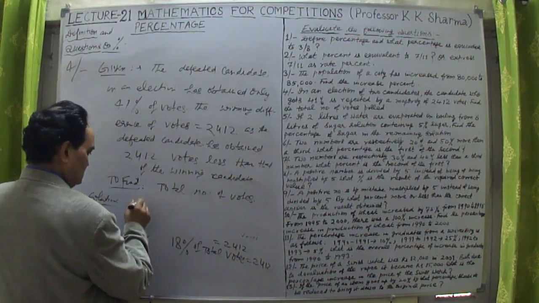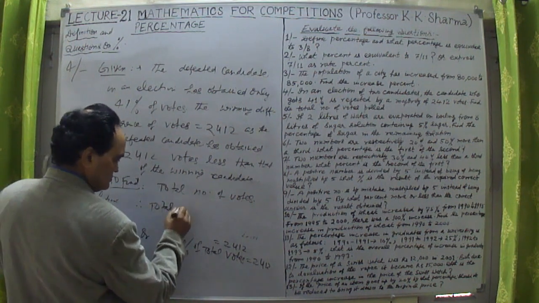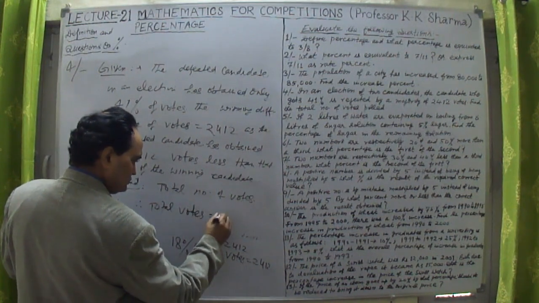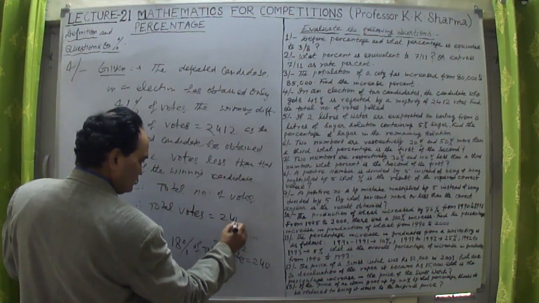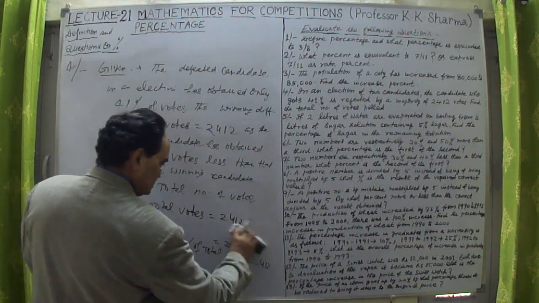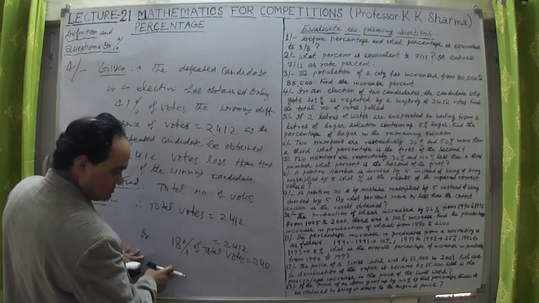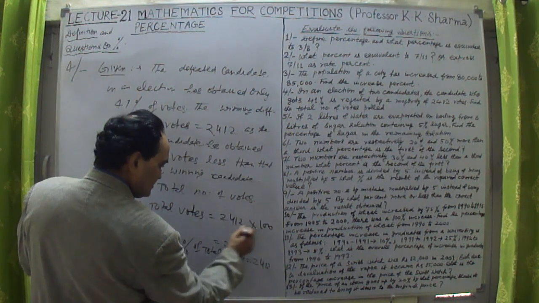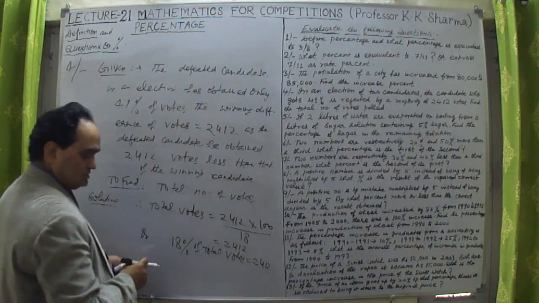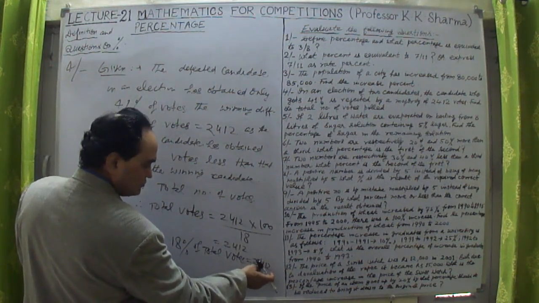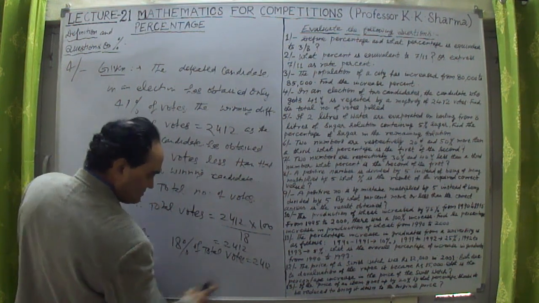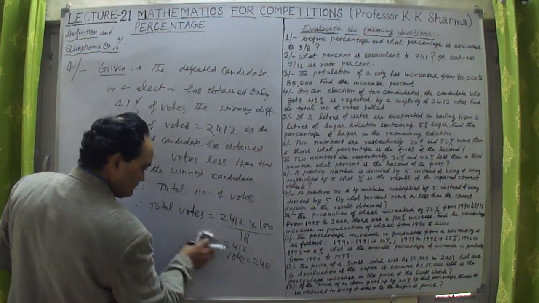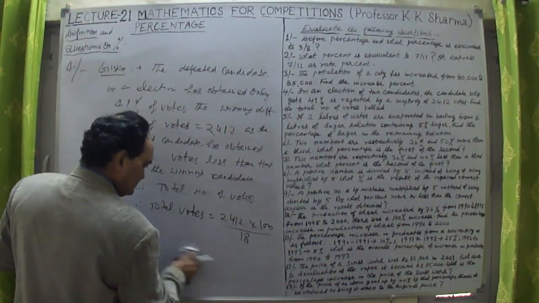Therefore, total votes is equal to 2412, and this is 18 upon 100 of total votes, that is 18%. That means 100 upon 18 will come here. Try to understand: this 18% of total votes equals 2412, which is 18 upon 100. So 100 will come in the numerator, divided by 18. So total votes equal this. This is the next step.